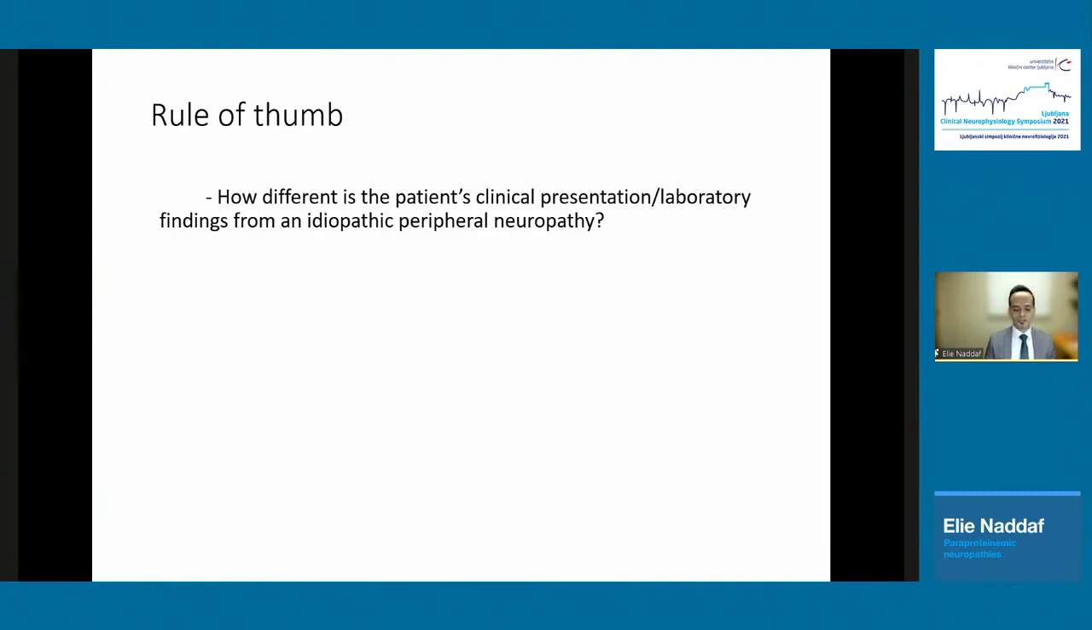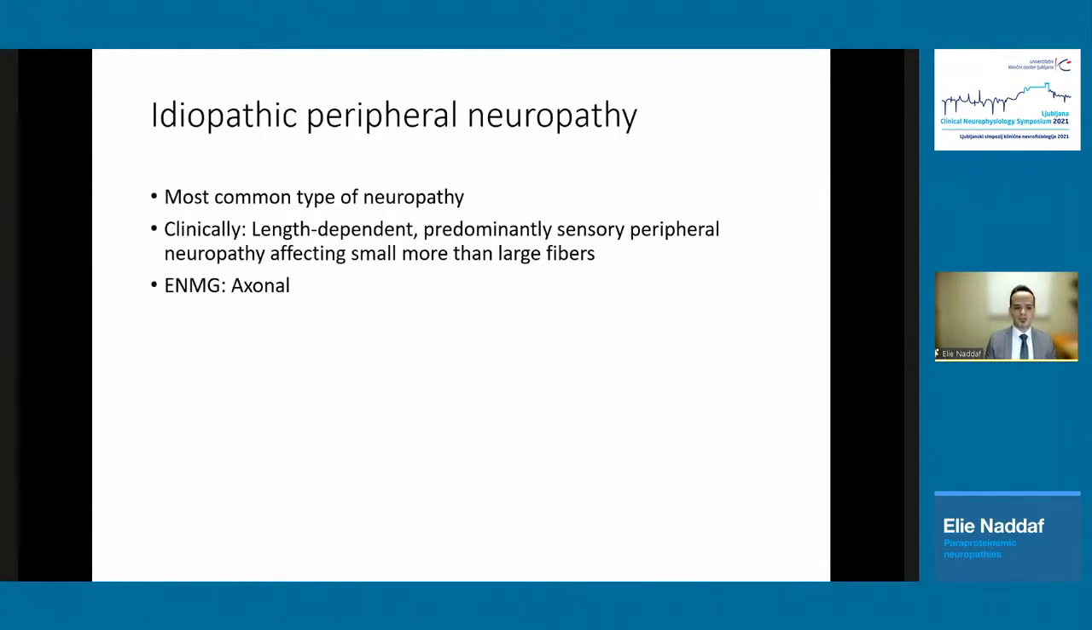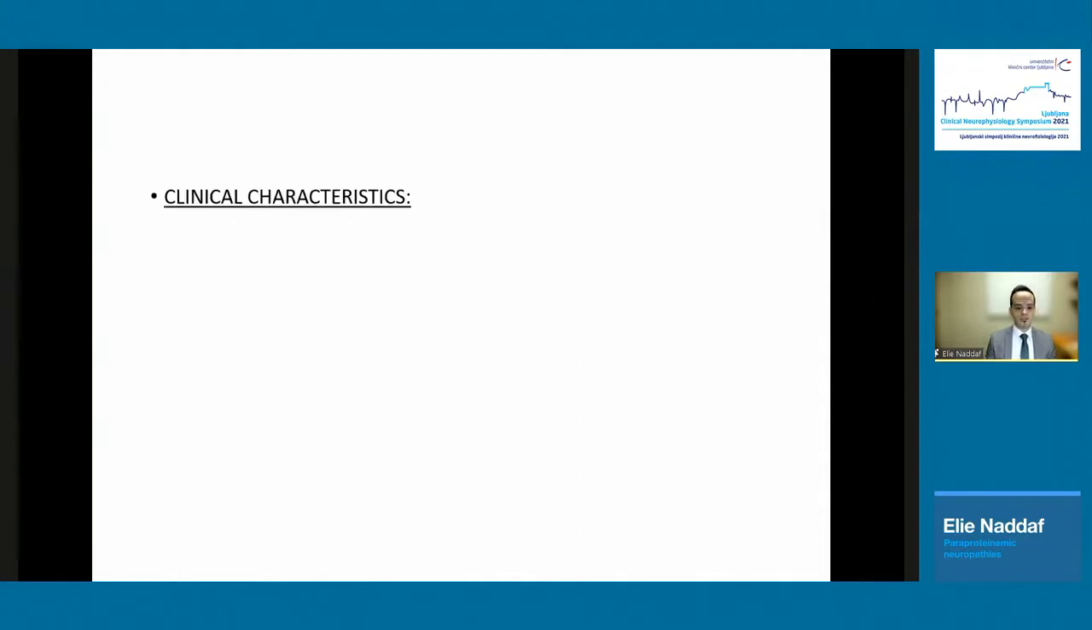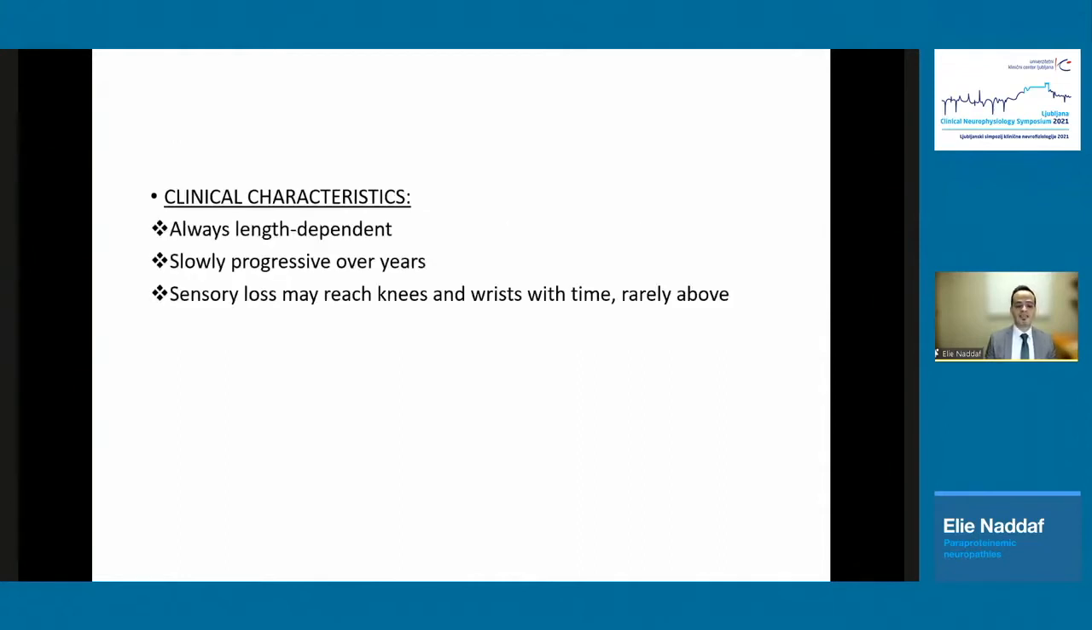So to our audience who do general neurology, what does an idiopathic peripheral neuropathy look like? Which is the most common type of neuropathy. It's always length dependent, sensory predominant, and it's axonal on EMG. What do we mean by that? So patients mostly present with sensory symptoms, usually at onset more small fiber modalities such as tingling and loss of pinprick sensation. And later on, they develop large fiber modalities such as loss of proprioception and imbalance.